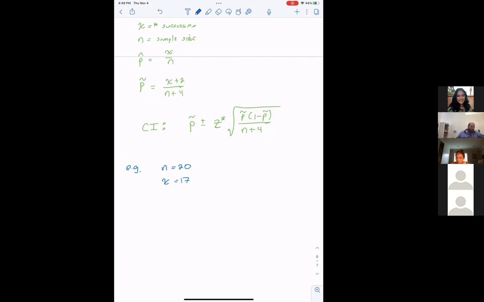What proportion of all bills in Madrid contain traces of cocaine? First, am I allowed to use the large sample confidence interval?